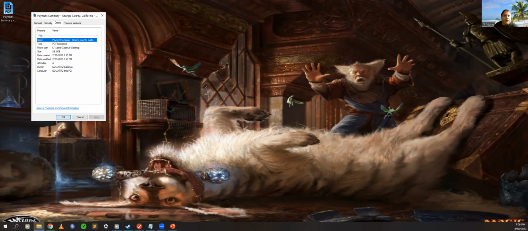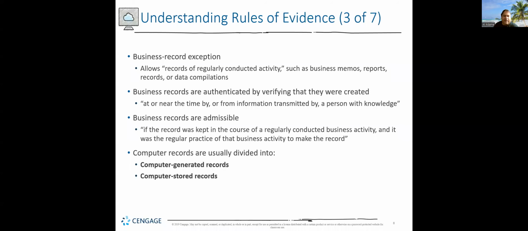So I'm going to go back to the slideshow. That's essentially how business records will be looked at. That's what it means by at near time. That's where you would check it in properties. And business records are admissible.